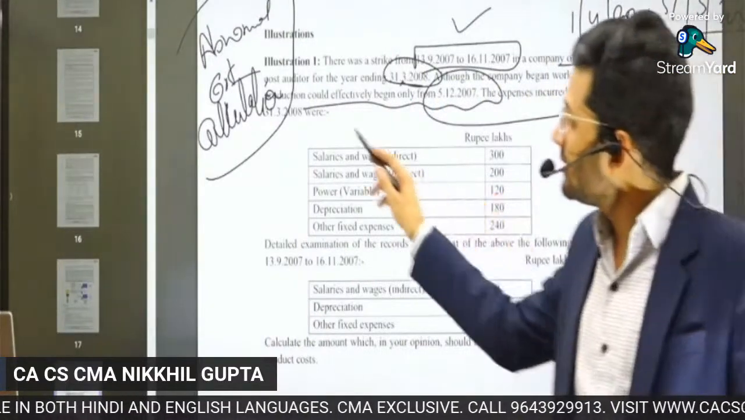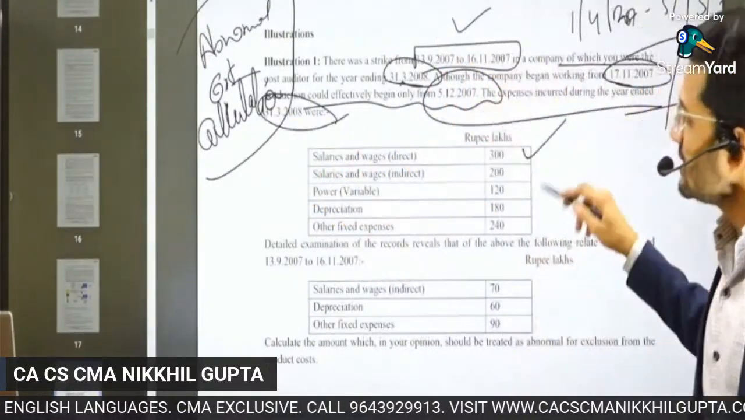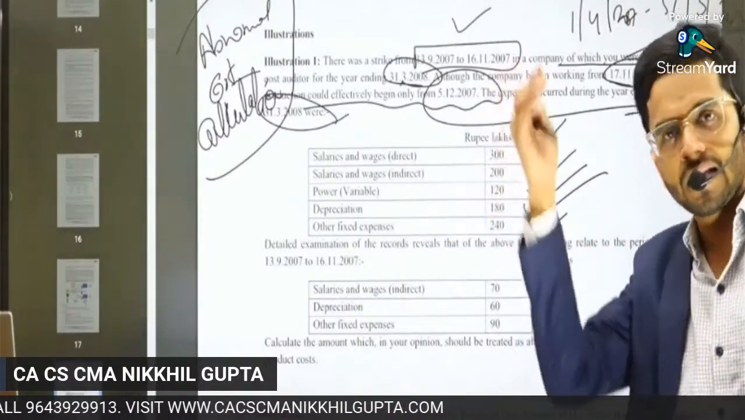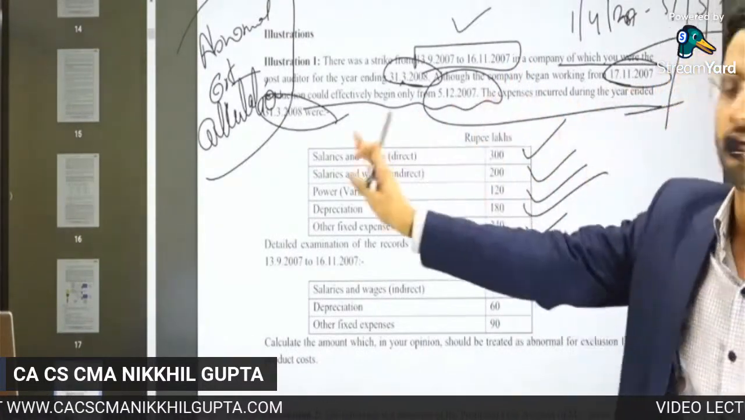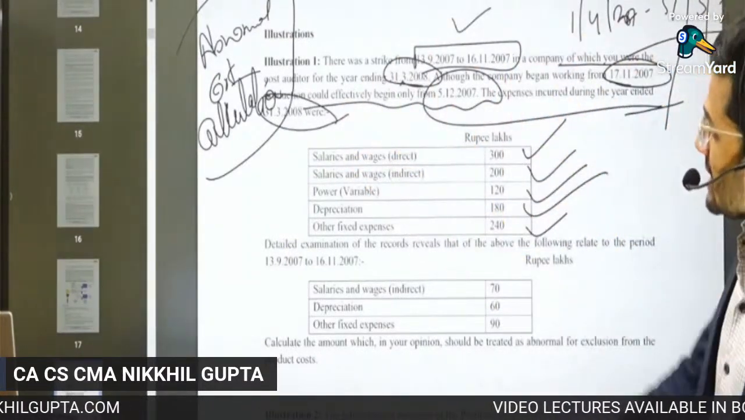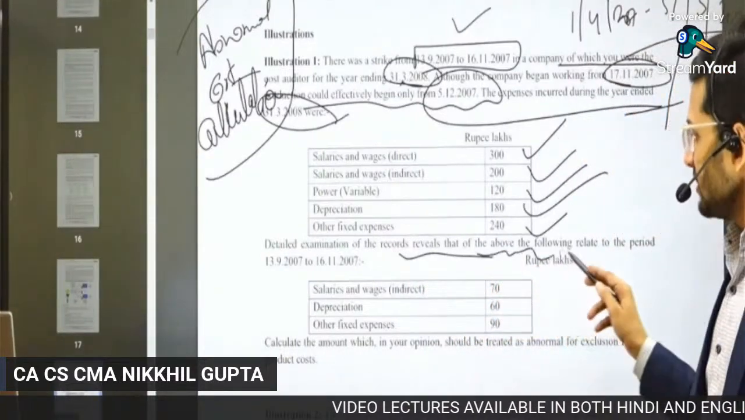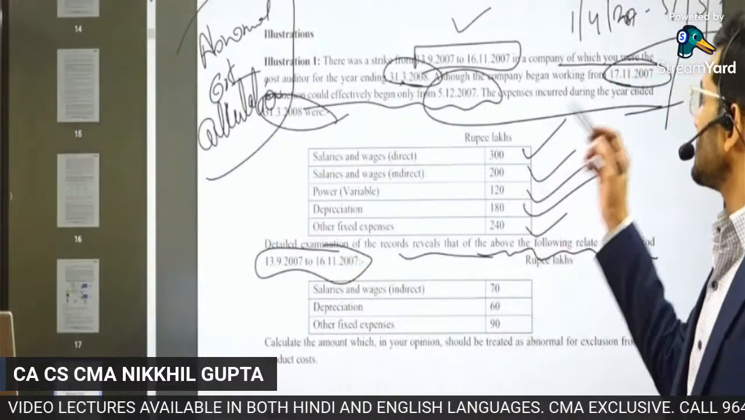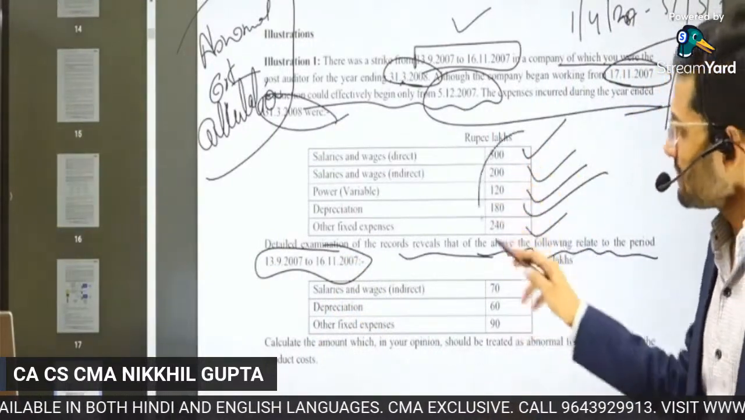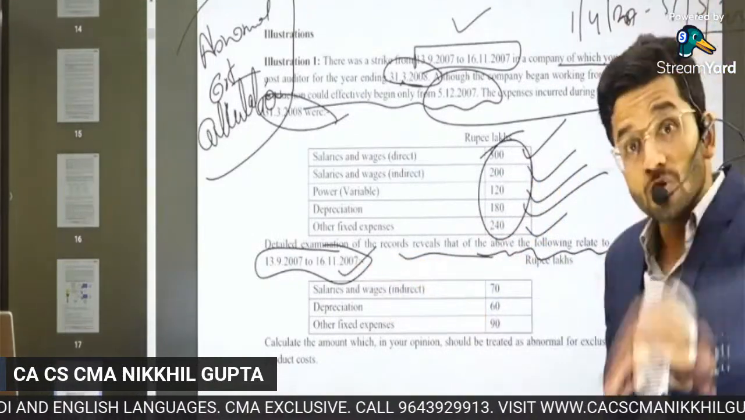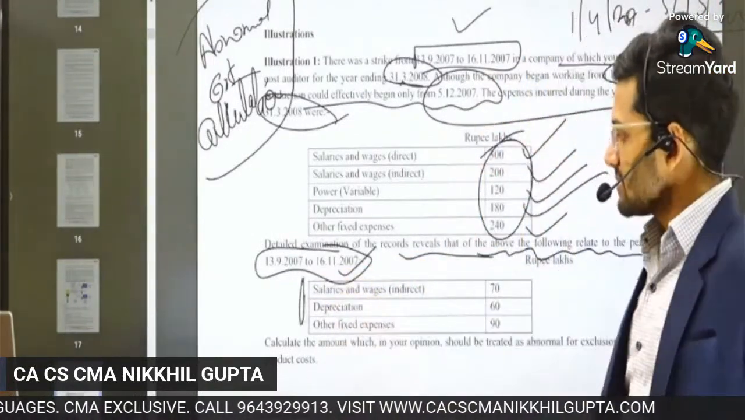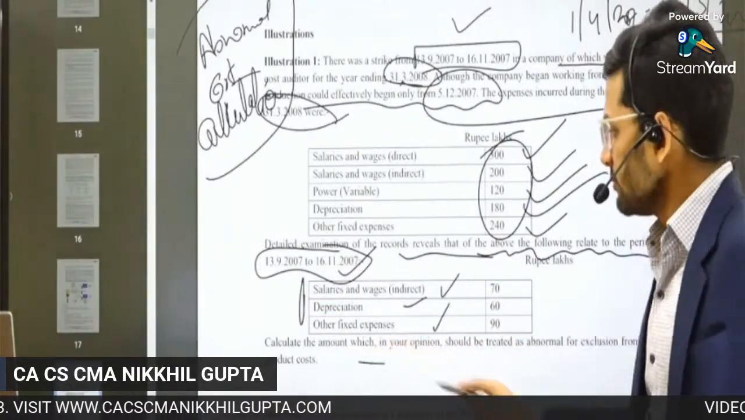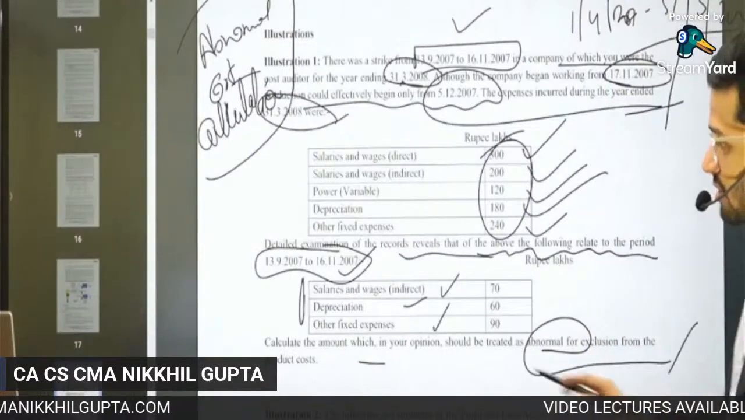The expenses incurred during the year ended 31st March 2008 were salaries direct, salaries indirect, power variable, depreciation, and other fixed expenses. These are the expenses incurred during the entire year. Detailed examination of records reveals that of the above, the following relate to the period from 13 September 2007 to 16 November 2007: salaries and wages, depreciation, and other fixed expenses. Out of all these expenses, certain ones are incurred exclusively in this period.